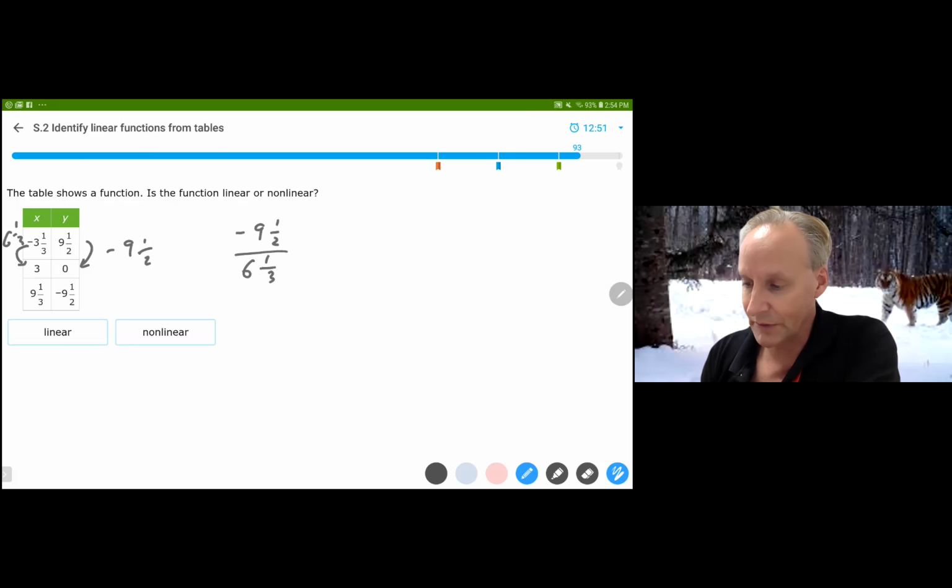And I'm not going to divide it because look at what happened here. I went down 9 1/2. So as long as I go up 6 1/3, which I did, then it's going to be linear.